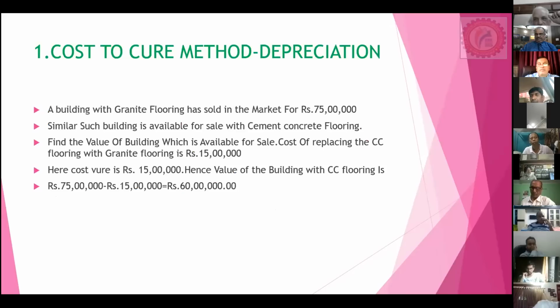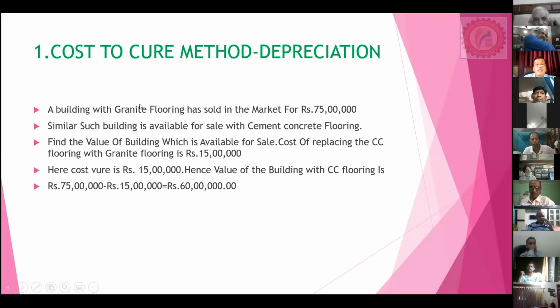For the cost to cure method, I will directly go with the examples, so that you can understand the things very easily. Now you just see a building with granite flooring sold in the market for 75 lakhs. A building with granite flooring. The remaining things you forget, that means it is constant or similar for both buildings. Similar such building is available for sale with cement concrete flooring. Similar means it is equivalent to this building in all other characteristics: height, weight, area, and even the specification and everything the same. But the problem is, this one has cement concrete flooring.